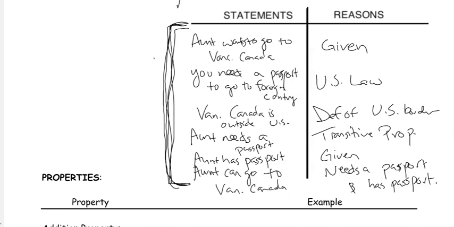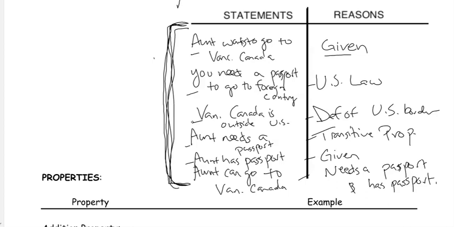The other one is putting it into words. Let me show you how you would put this into words. You would say, it is given that my aunt wants to go to Canada. By US law, you need to have a passport to go to a foreign country. By definition of US borders, Vancouver is outside the United States. By the transitive property, my aunt must have a passport. It is given that my aunt has a passport. Therefore, my aunt can go to Vancouver because she needs and has a passport.